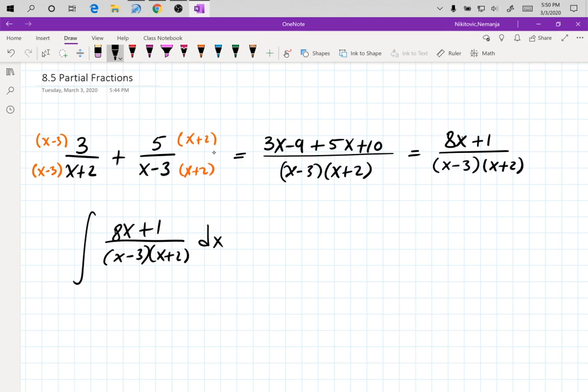None of the methods we covered so far work on this problem. It's not basic, it's not u-sub, it's not by parts. You can't do trig sub on it, right? So nothing works. We have to learn partial fraction decomposition.